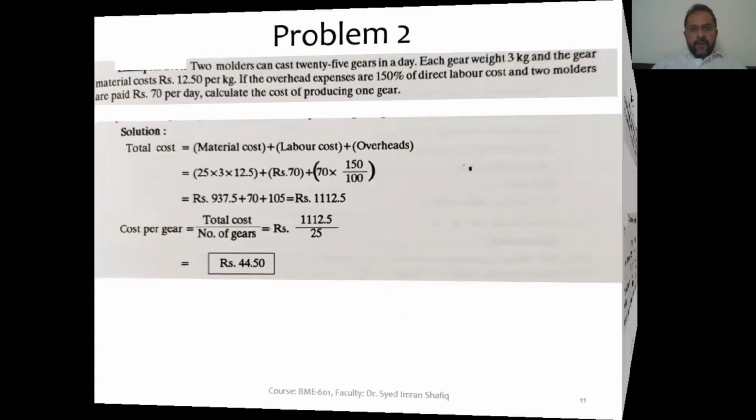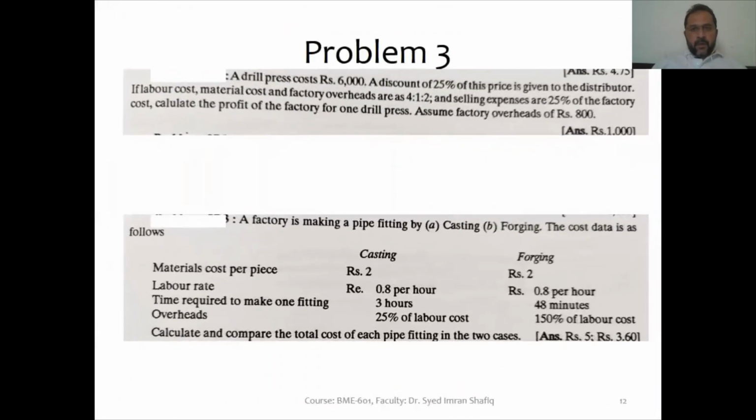In a similar way, you can do a few practice problems I have already given in this presentation. You can try and solve them. They are very simple, based on the components of the cost.